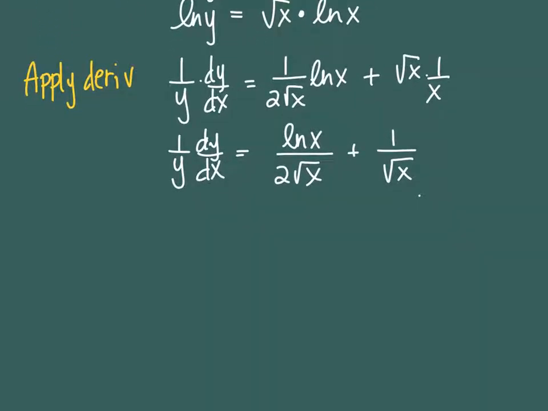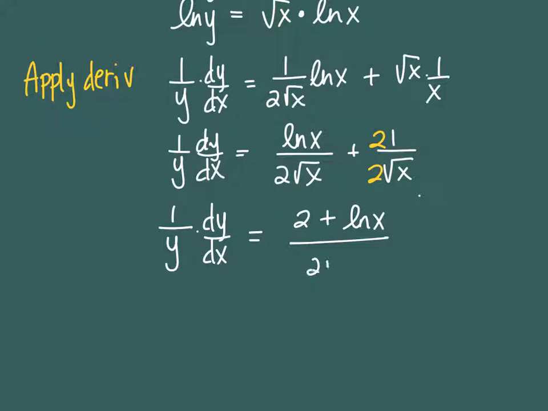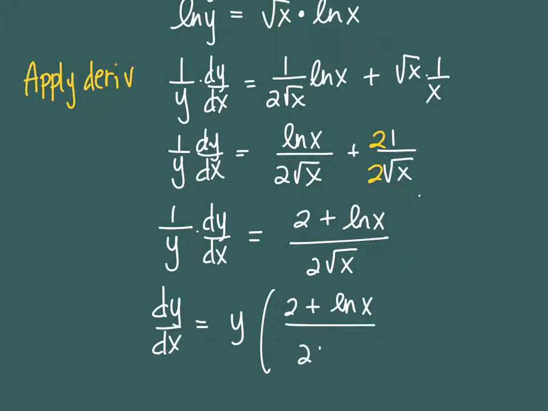How do I add those two quantities together? I need a common denominator, so I'm going to need 2. So I'll have 1 over y dy dx. Now with the common denominator, I can write 2 plus the natural log of x over the common denominator, 2 rad x. Our last step is to solve for dy dx, or get dy dx alone. So we're going to multiply by y, so dy dx would be y times the quantity 2 plus the natural log of x over 2 rad x.